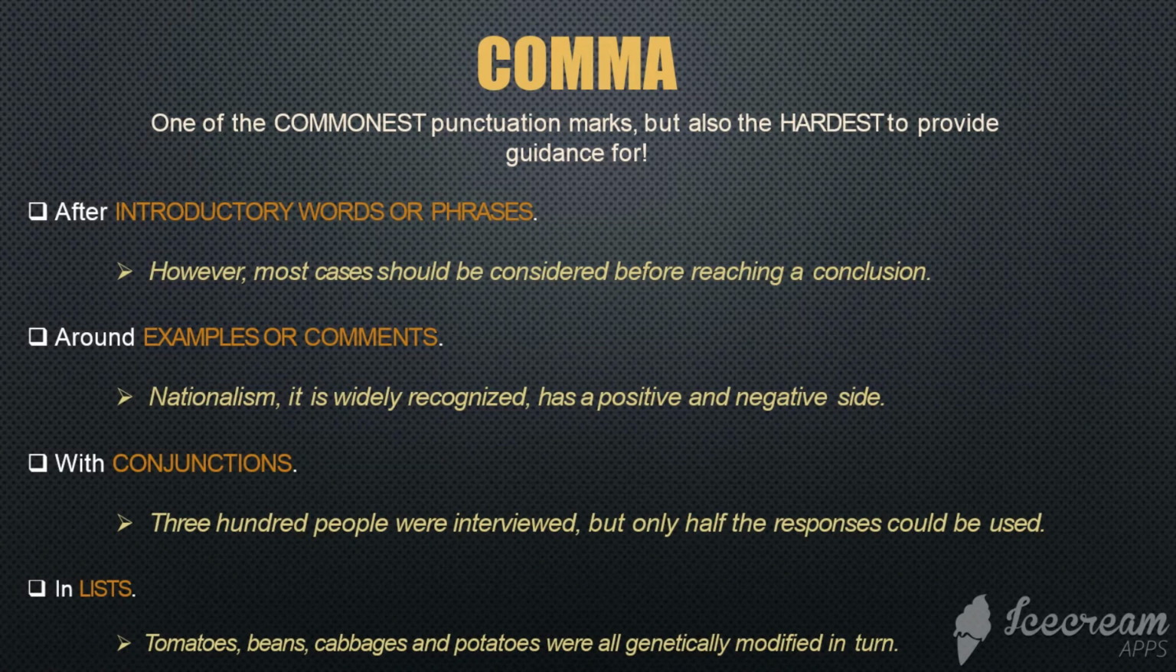Comma is also used in lists. For example, "Tomatoes, beans, cabbages, and potatoes were all genetically modified in turn." So here in the statement you may see that there is a list of vegetables. So this is why we have used commas. For example, tomatoes, comma, beans, comma, cabbages, comma, and potatoes were all genetically modified in turn.